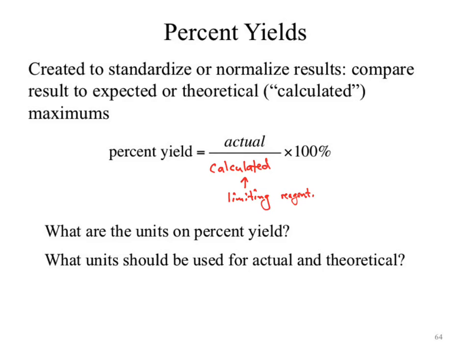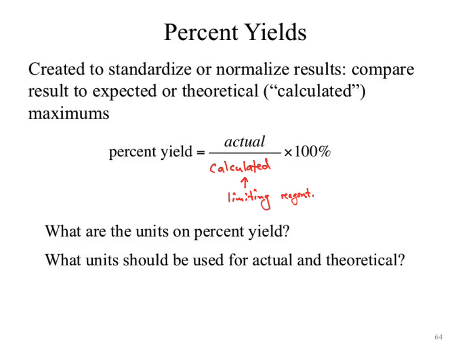What unit would you expect for a theoretical yield? Grams? Did we use grams for our theoretical yields or our limiting reactant calculations earlier? No. Why not? Moles are easier to work with. I don't want to have to go into grams.